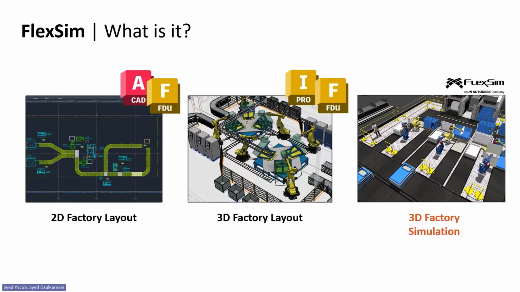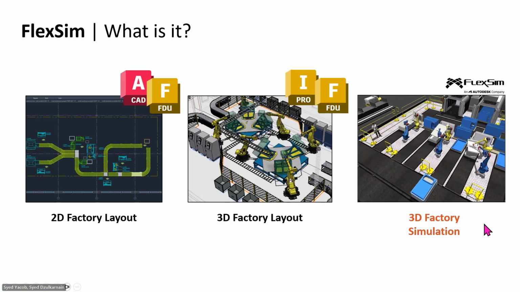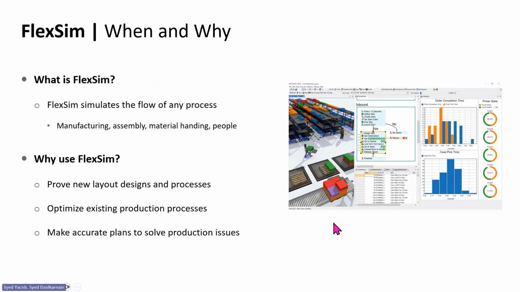Okay, so we're talking about a 2D factory layout. You have your factory layout, and it's even better if you have a 3D factory layout. Also with FlexSim, you can simulate your factory. Not just like you see in the example here, it's not just all the robot arms, but basically everything, every process in the factory. I'll show some of the examples.